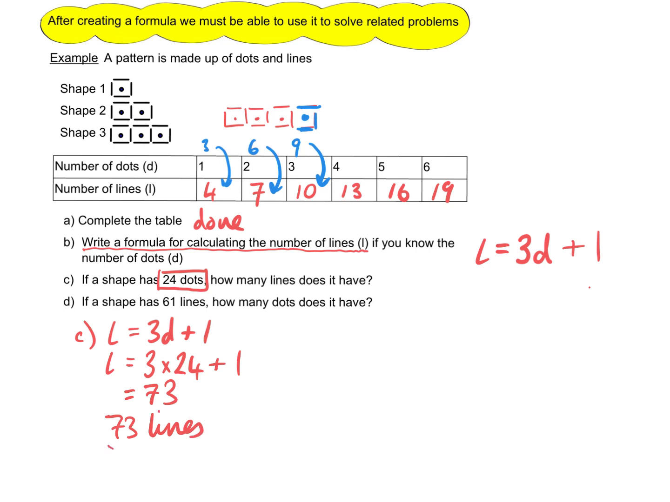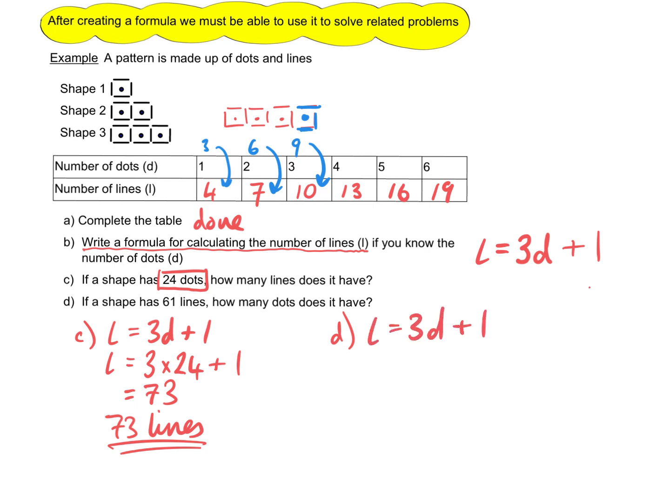And you can see that's quite useful because it allows me, if I know the number of dots in the pattern, to work out the number of lines I would need to draw around them. Now, for part D, a similar idea. If a shape has 61 lines, how many dots does it have? So, again, we've made this formula up, which connects the 2, so that's definitely our starting point. We're going to write that out. So, L equals 3D plus 1.